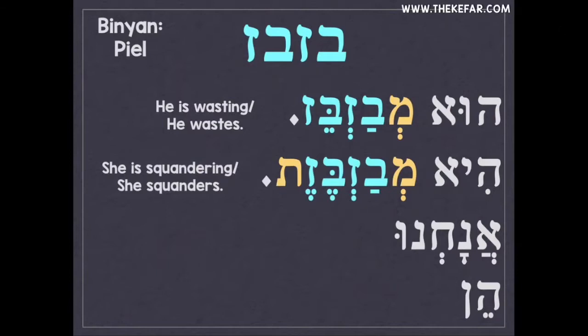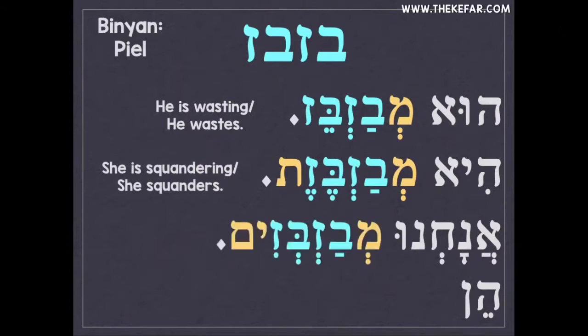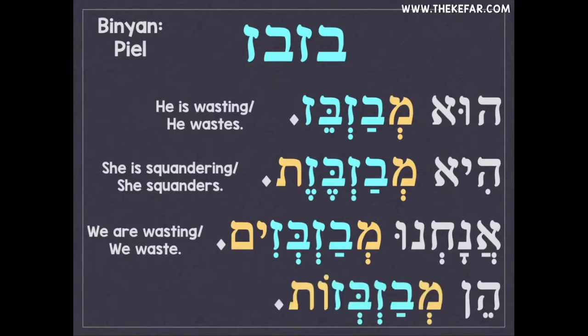We are wasting or we squander. Anachnu mevazbezim. Anachnu mevazbezim. We waste or we squander water, for instance. Anachnu mevazbezim mayim. We are wasting water. And feminine plural, hen mevazbezot. So they are squandering or they squander or they waste. So hen mevazbezot. That's feminine plural.